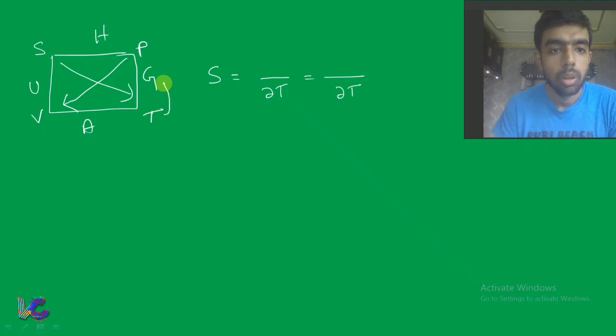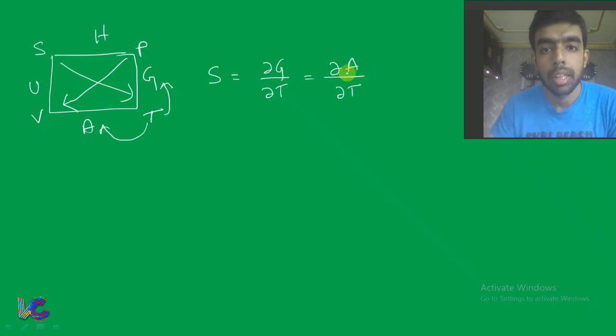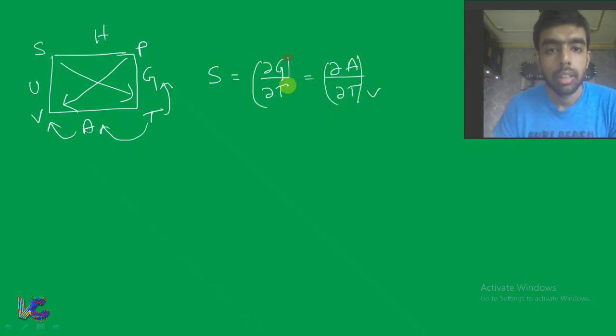Now this T, if you go to this side, then you get G. That means you put here del G. If you go to this side, then you get A. That means you put del A. And when you are taking del A, the constant will be V. And when you are taking del G, the constant will be P.